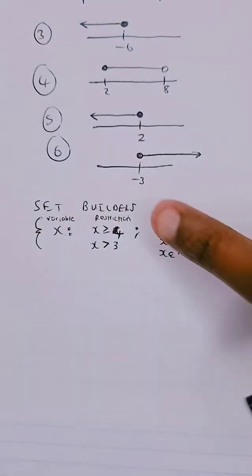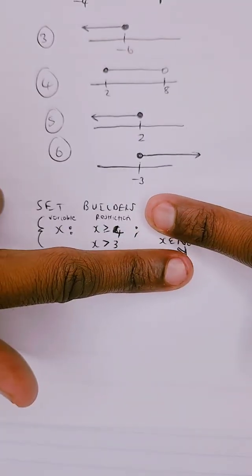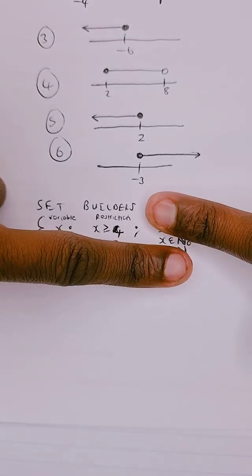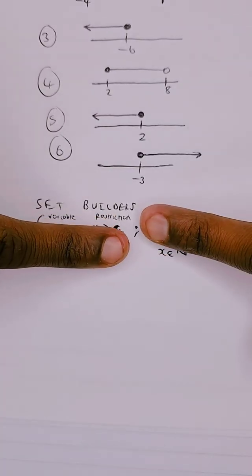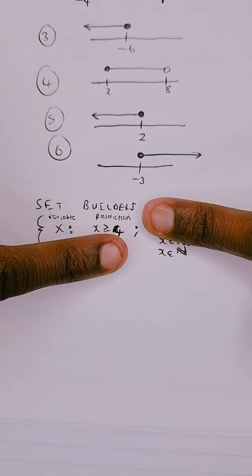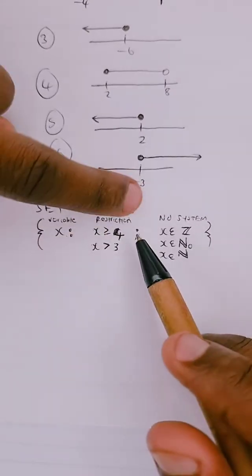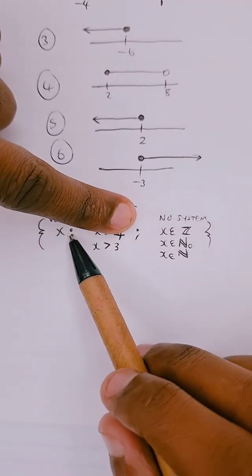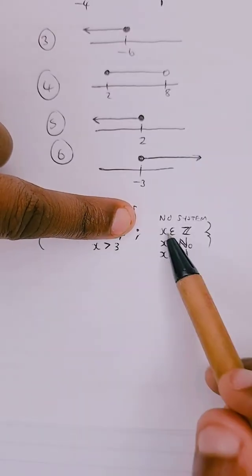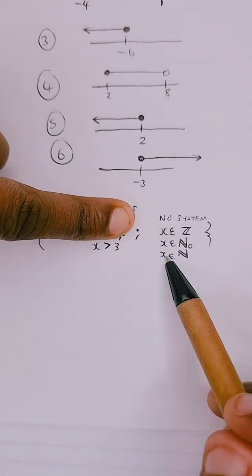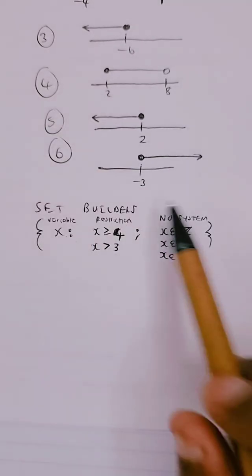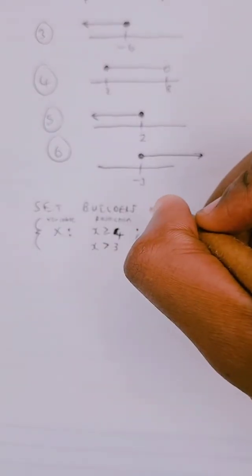Or you could write your answer as that alone, x such that x is greater than or equal to 4, where x is an element of whole numbers. Or you could write your answer as x such that x is greater than or equal to 4, where x is an element of natural numbers. Or you could say, forget about x greater than or equal to 4, you could say x such that x is greater than 3, x is an element of integers, or x is an element of whole numbers, or x is an element of natural numbers. Set builder notation goes down as such.